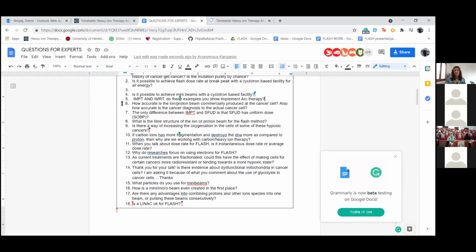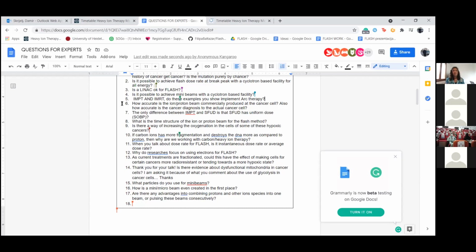What is the time structure of an ion or proton beam? At the moment, the time structure is something that is under discussion. Ideally, you want to deliver the dose, let's say a minimum of 10 gray, at a dose rate of 40 to 50 gray per second, or preferably higher if possible.